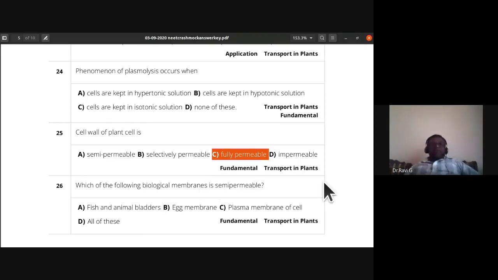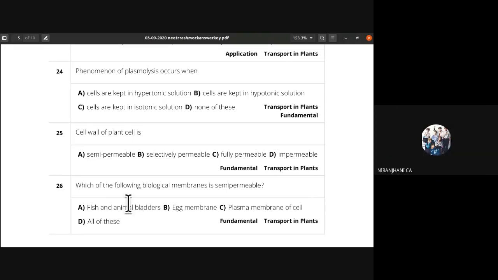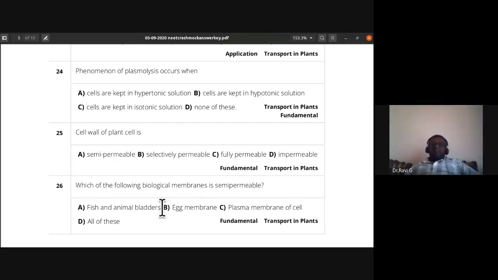Which of the following biological membranes is semi-permeable? Fish and animal bladders, egg membrane, plasma membrane, or all of these. So all of these are semi-permeable. 26th, all of these is the right answer.